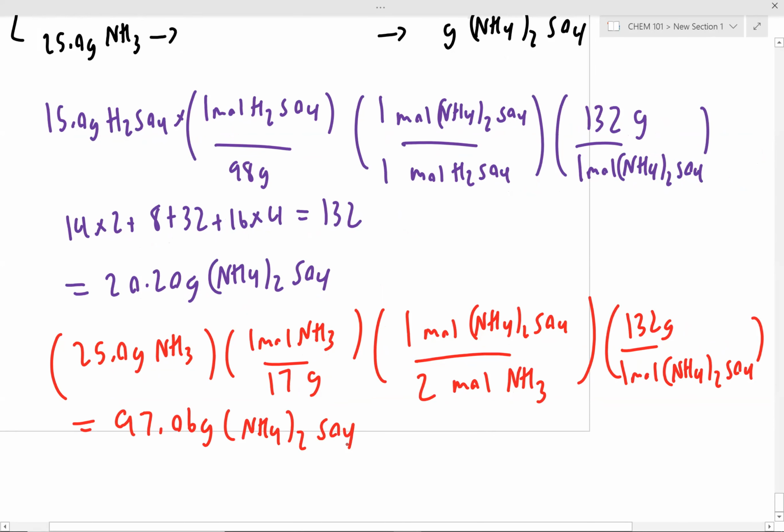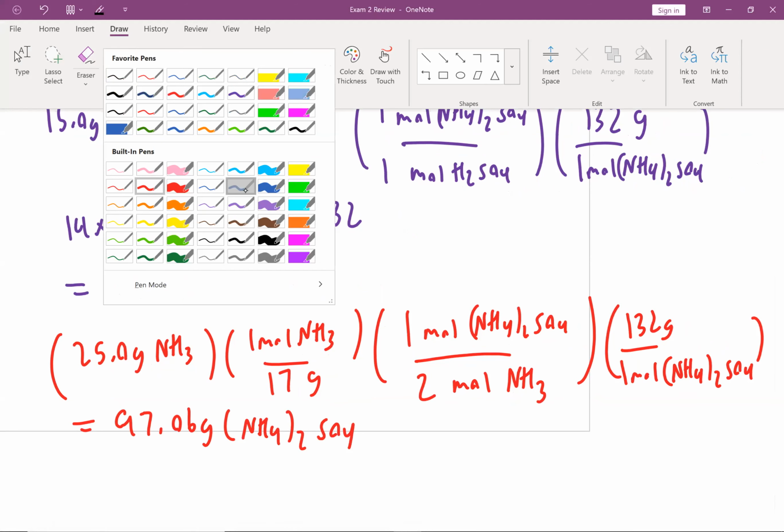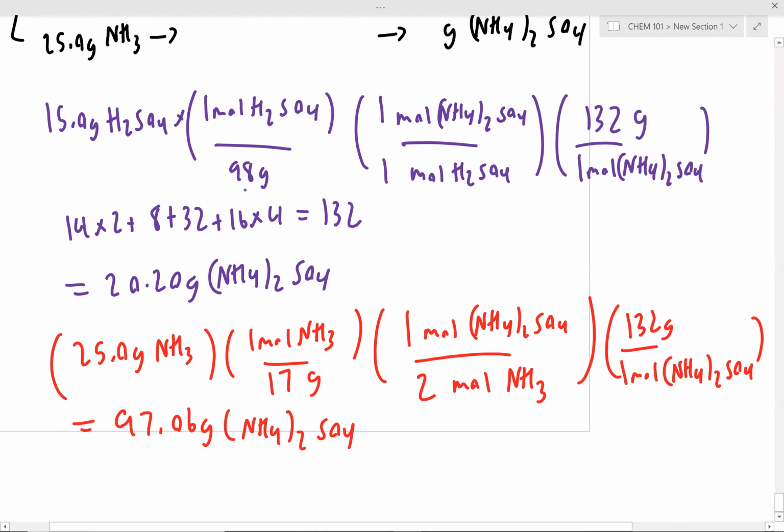So which of these masses is smaller? What mass do we actually produce? What mass are we actually producing? 20 or 97? What's smaller? 20. So we're actually making 20.20 grams of ammonium sulfate. Does that make sense?